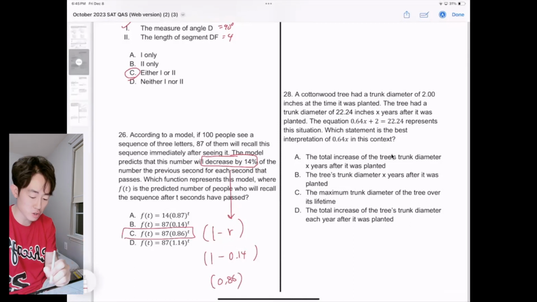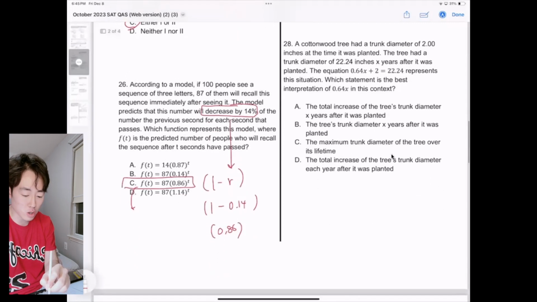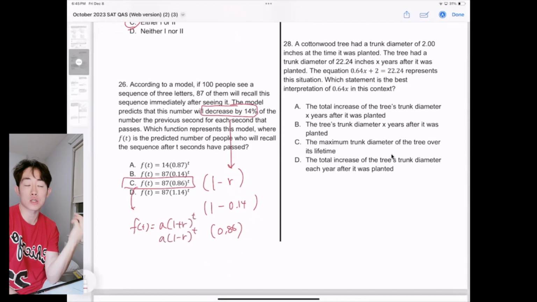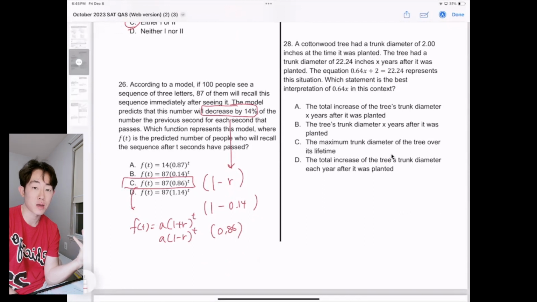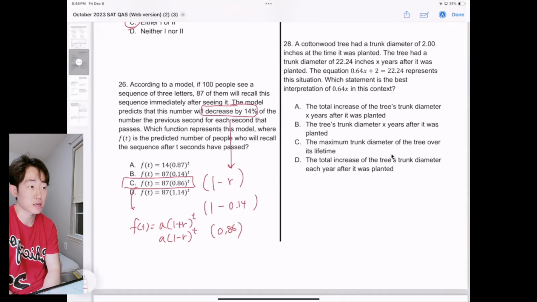And if you want the full picture, an exponential function model should always follow t for time, initial value a, 1 plus the rate for growth, 1 minus rate for the decay. And you always raise it to the power of time to indicate how many times you're multiplying that by. And that should do the trick.